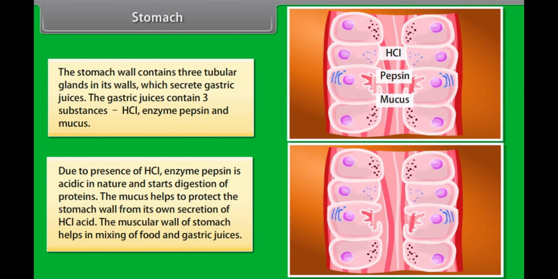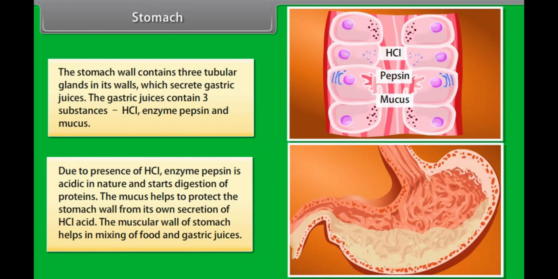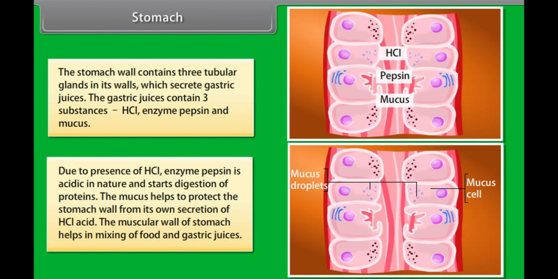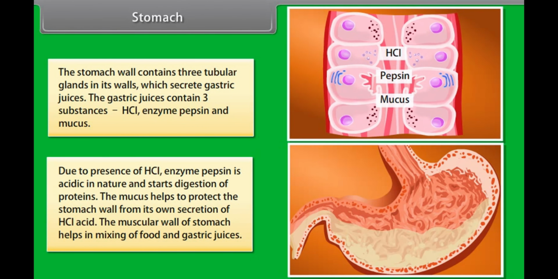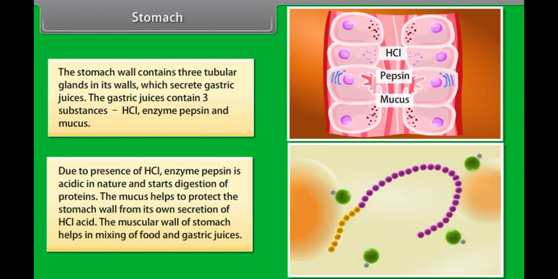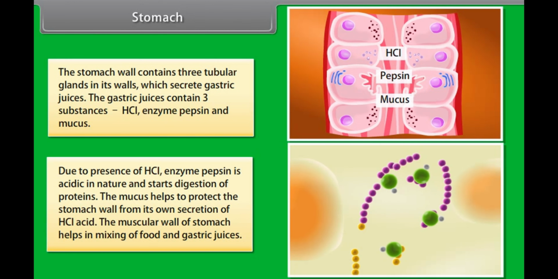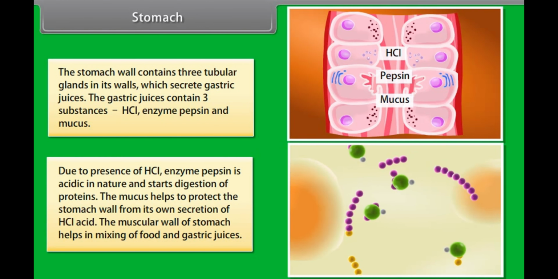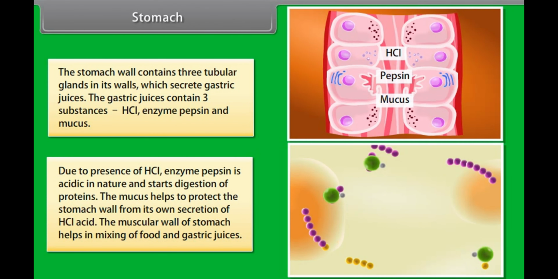Due to presence of HCl, enzyme pepsin is acidic in nature and starts digestion of proteins. The mucus helps to protect the stomach wall from its own secretion of HCl acid. The muscular wall of stomach helps in mixing of food and gastric juices.